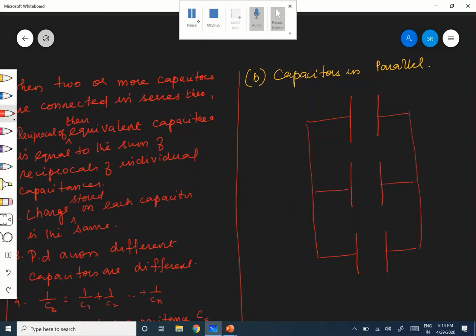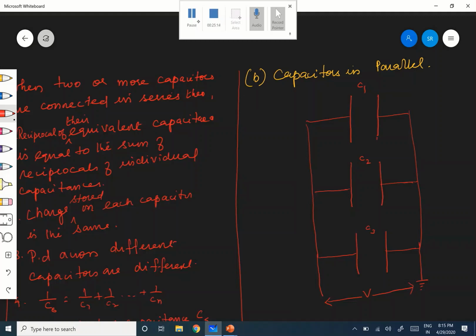It is the same thing. Here are C1, C2, C3, and I am connecting them to the external potential difference V. What will happen here? The potential drop across each capacitor, C1, C2, C3, is the same.